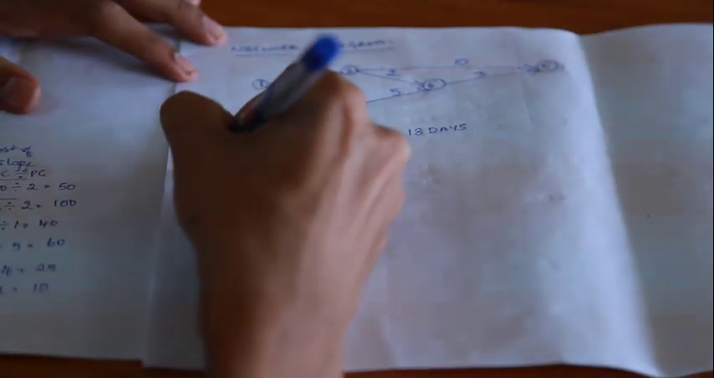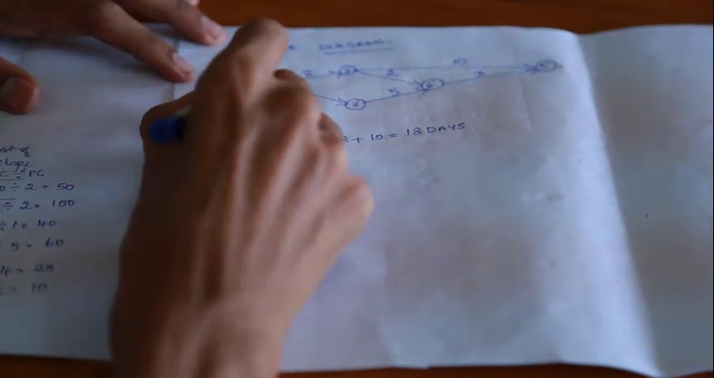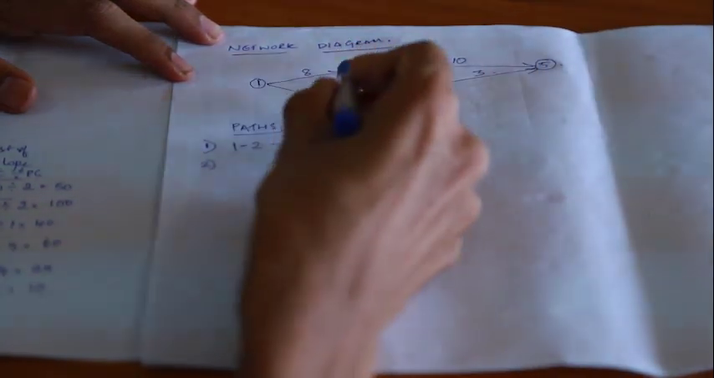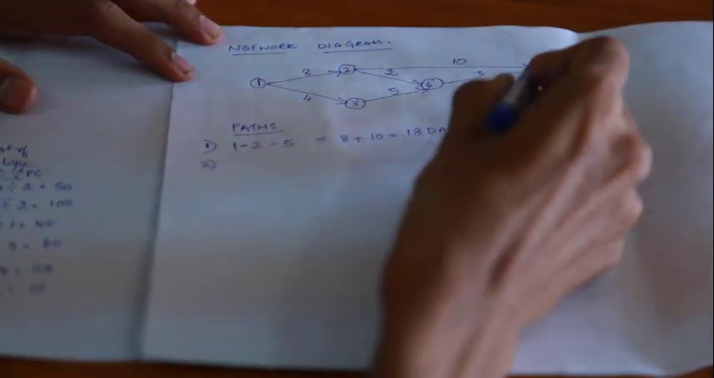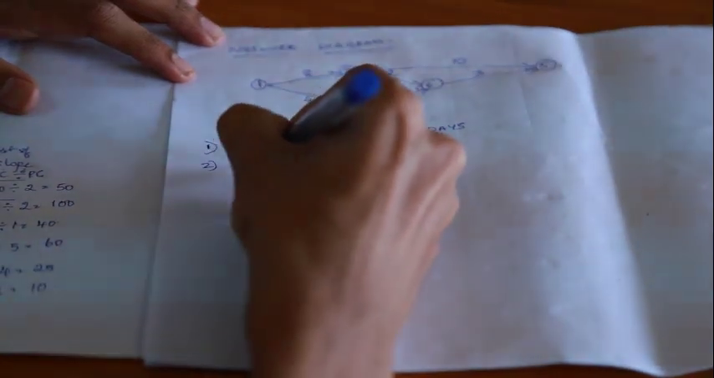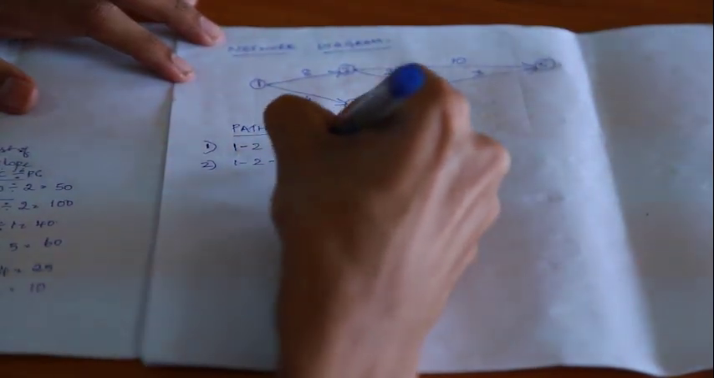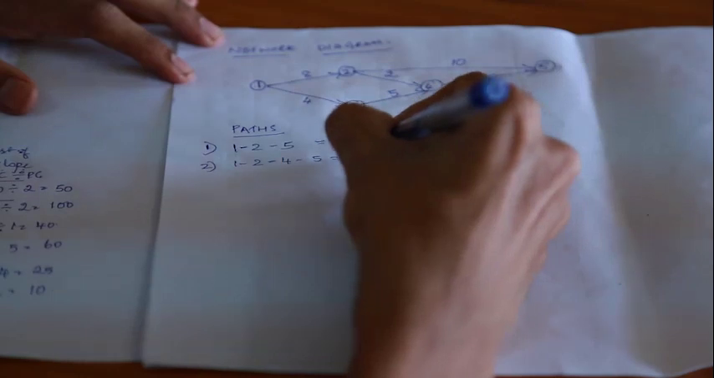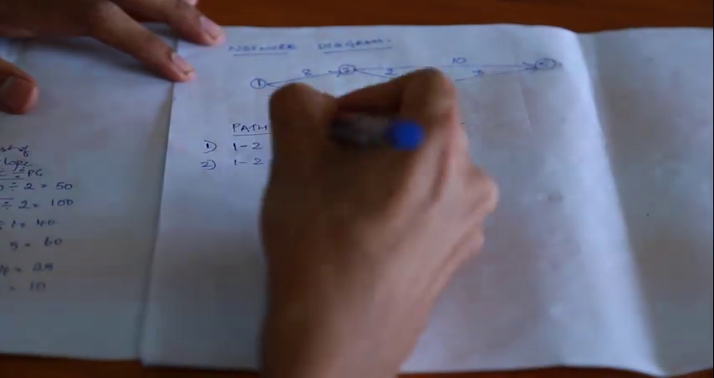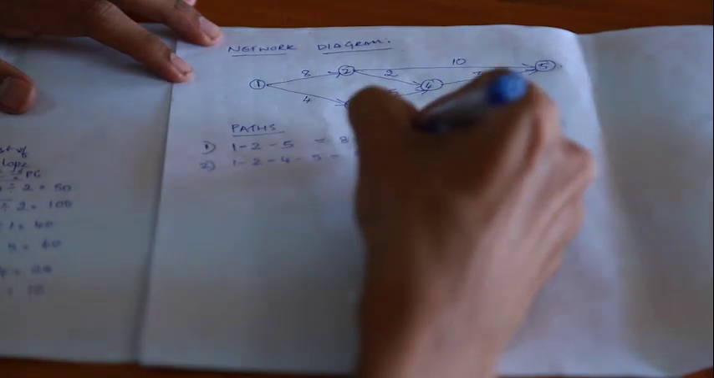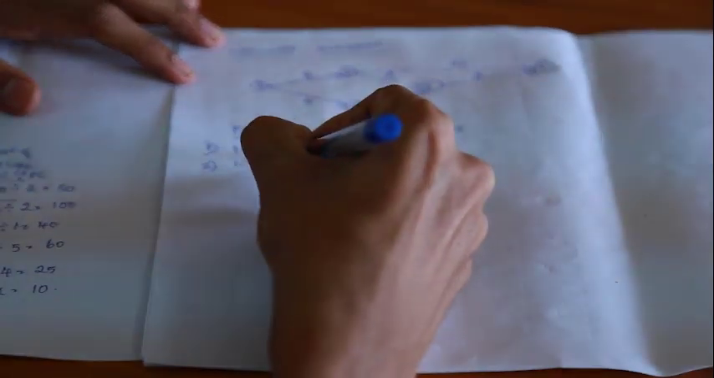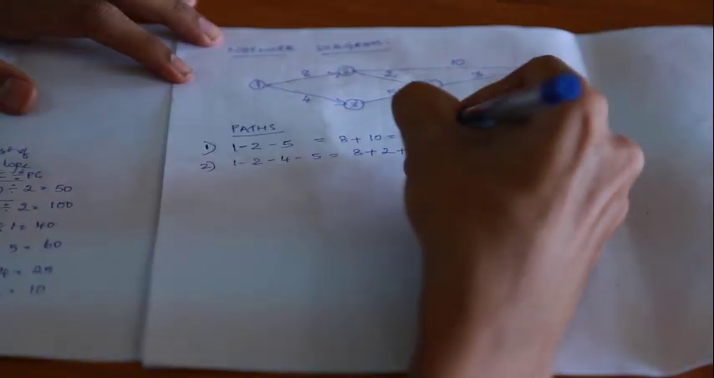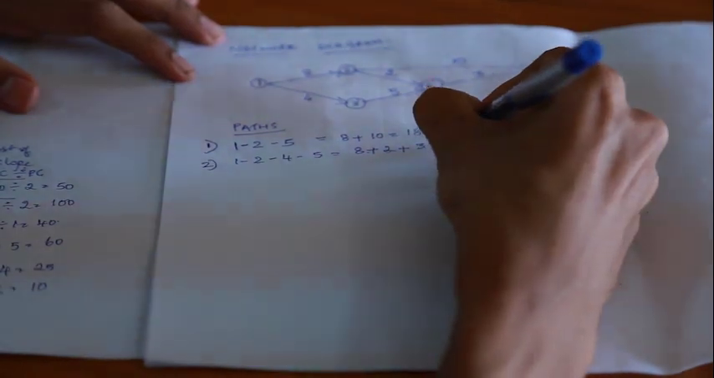Next, we'll list down the second path. The second path is activity 1 to 2, 2 to 4 and 4 to 5. Activity 1 to 2 will take 8 days, plus activity 2 to 4 will take another 2 days, plus activity 4 to 5 will take another 3 days. 8 plus 2, 10, 10 plus 3, 13 days.